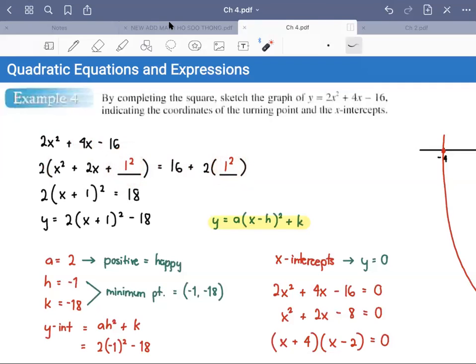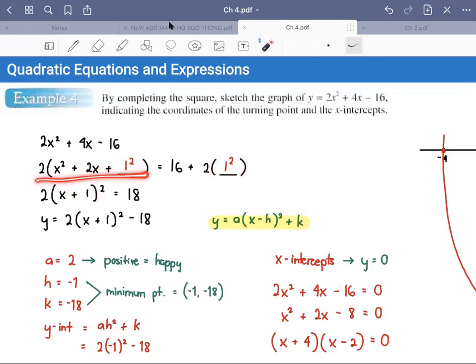So how did I get 1 squared? Look at the middle term. You divide this by 2 and then square. Because 2 divided by 2 is equal to 1, and then 1 squared. So if this is 1 squared, this is also 1 squared. All right, so what's next after that?